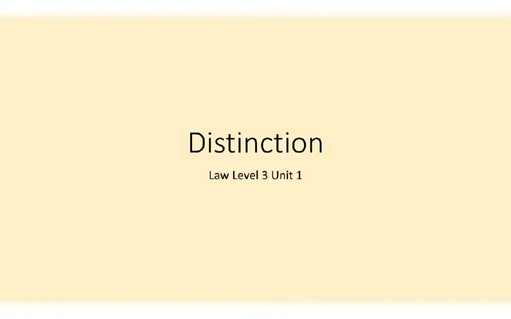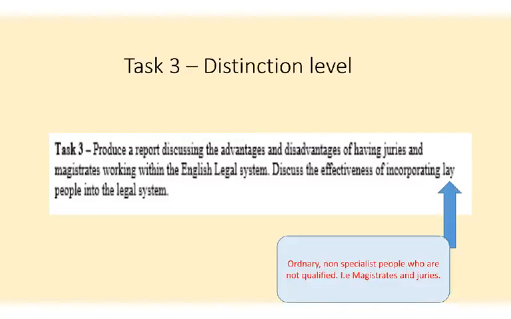Hi everybody, so this is the video PowerPoint help sheet for your distinction for Law Level 3 Unit 1. So this is Task 3. By now you should have all passed the pass work and the merit work, so we should really understand now about the different types of legal personnel that we use within the court system, within the UK legal system. So Task 3 then is distinction level.